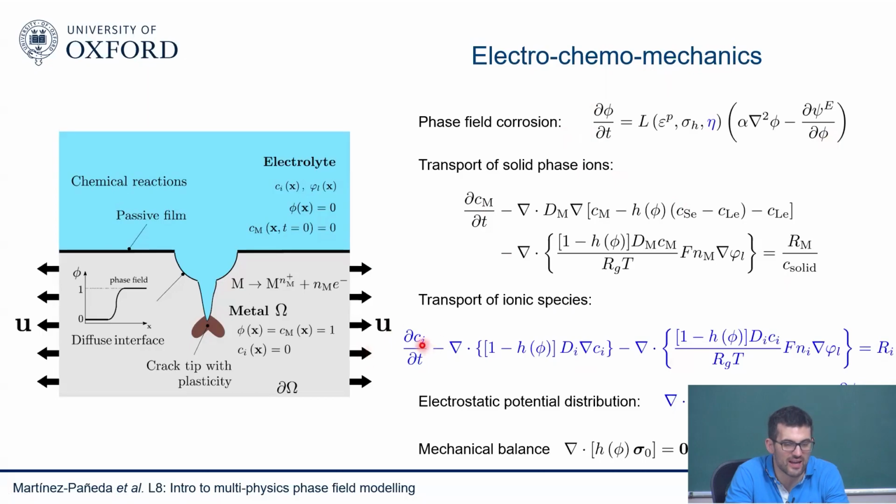And this is C_i, which means that any ionic species that you're interested in, you may have 5, 10, 3 ionic species that describe your electrolyte. You need to solve this kind of Nernst-Planck equation for all of them. And then finally you have the electrostatic potential distribution. So kind of the Gauss law.